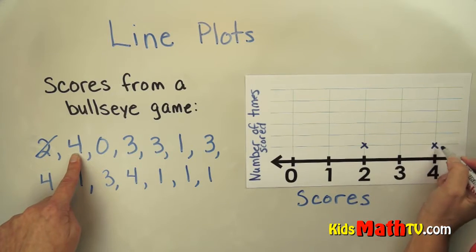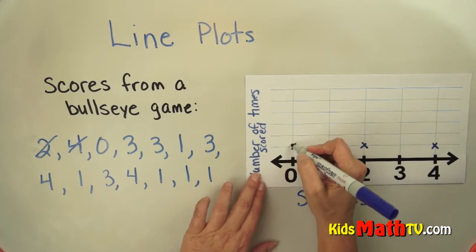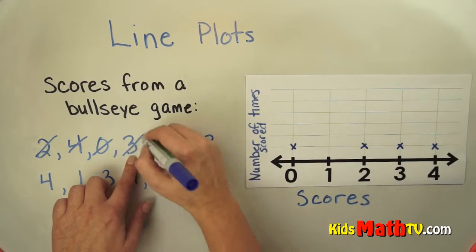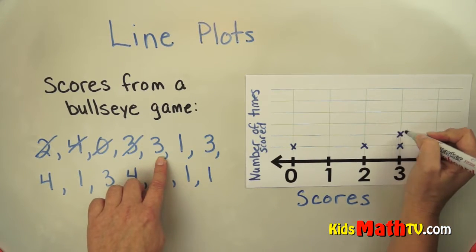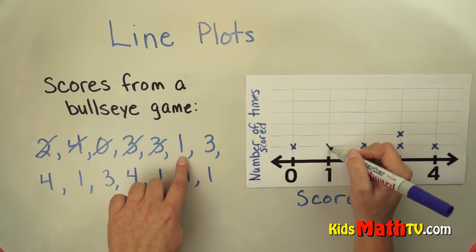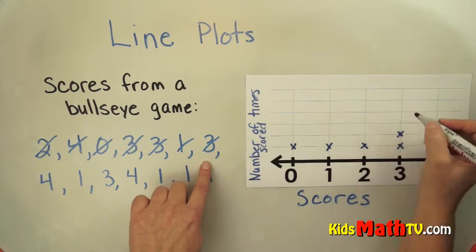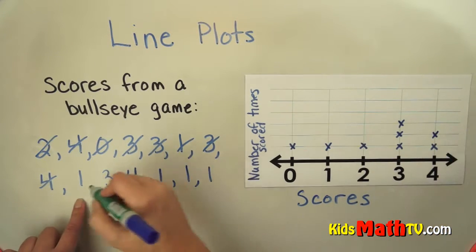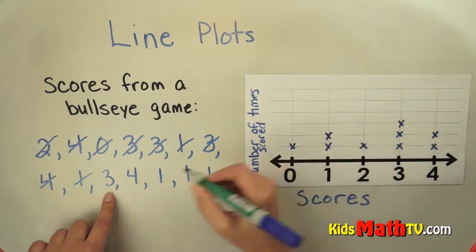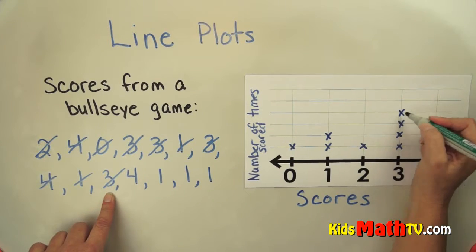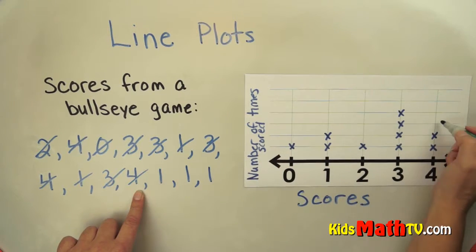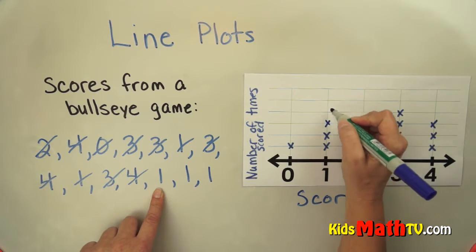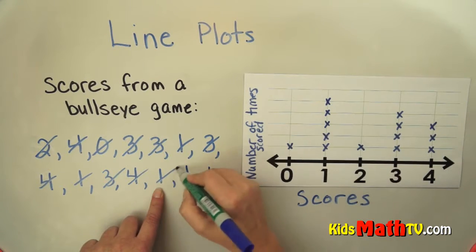I got a 4, a 0, not a good roll or throw, a 3, another 3, so I'm going to mark it above it, a 1, another 3, a 4, mark that above there, a 1, a 3, a 4, and 3 more 1s. So we got a 1, 1, 2, 3 more 1s.